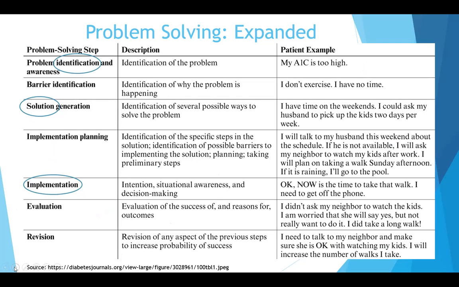through it. So here in this particular patient example, we've got a person whose A1C level is too high. So we look at, what are some of the barriers there? Well, I don't exercise. I have no time. Okay, so does that ring a bell with anyone else? That's a common barrier when we look at elevated A1C levels. So what are some solutions? So what are some of the possible ways to solve this problem of not exercising?